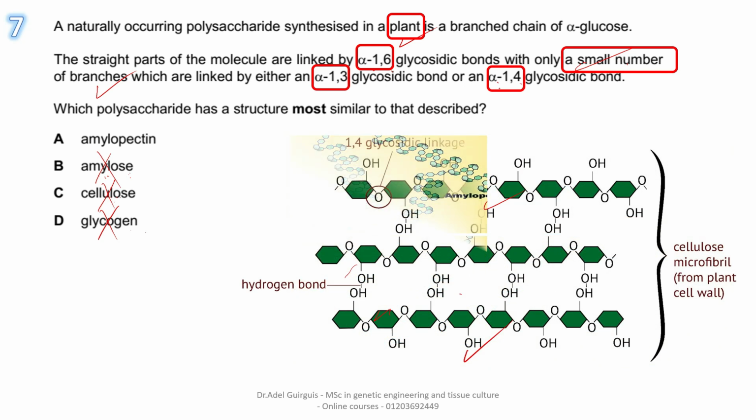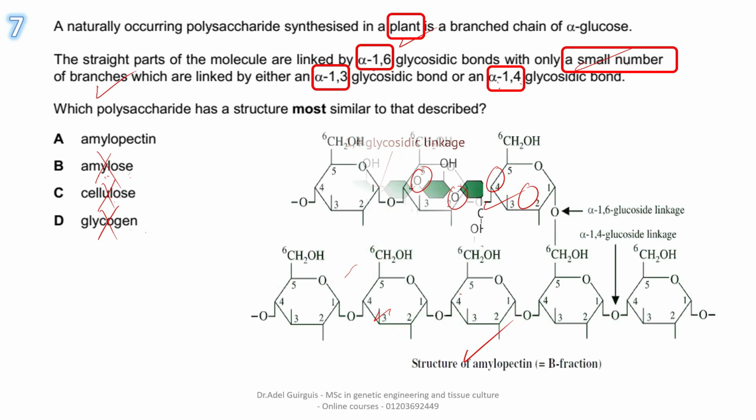What about cellulose? Cellulose is beta. Look at beta: O above, O below, O above, O below. Orientation 180 degrees. These are beta glucose units, not alpha.